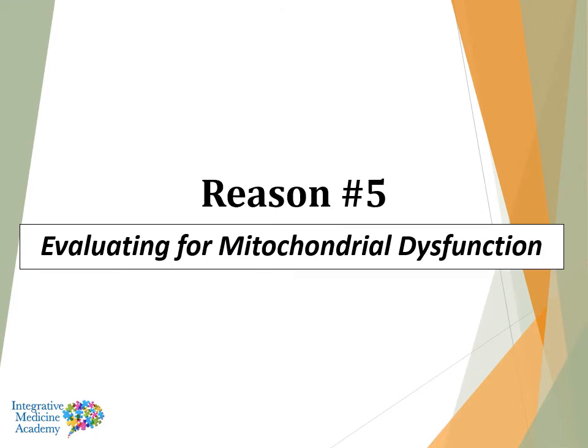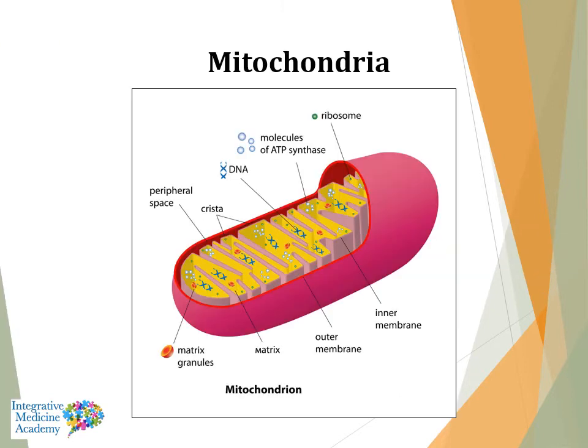Reason number 5 for the organic acid test is to evaluate for mitochondrial dysfunction. Now, the mitochondria are the energy factories within our cells. All of our body, our brain, nervous system, our immune system, our digestive system, etc., depend on healthy levels of ATP being produced by our mitochondria. But the mitochondria are very vulnerable to nutritional deficiencies and toxicity.